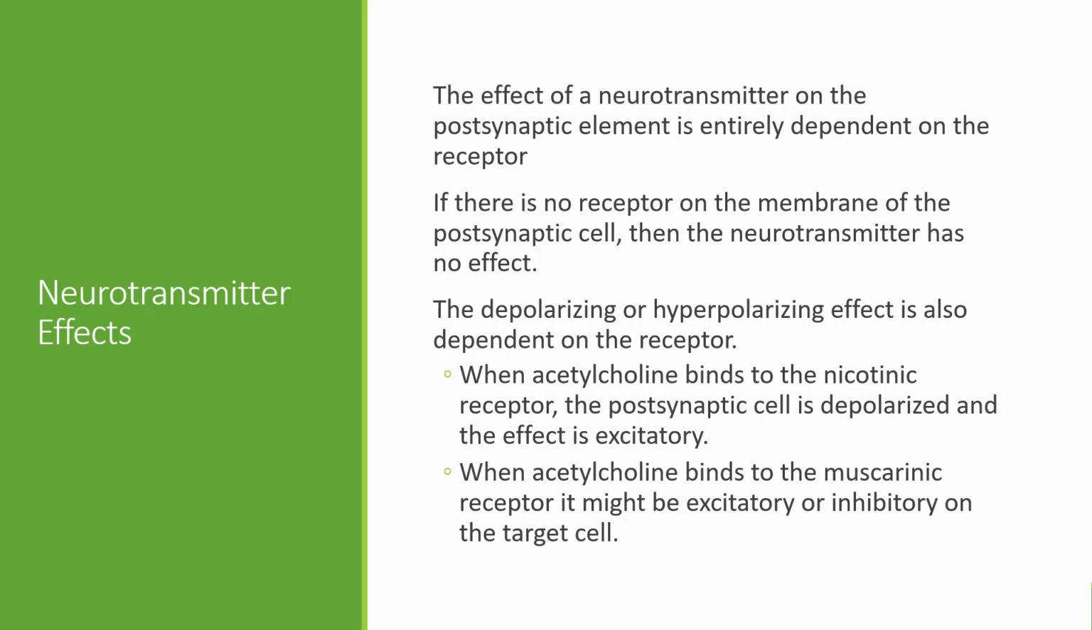Okay, so the depolarizing or hyperpolarizing effect is also dependent on that receptor. So when acetylcholine, for example, binds to a nicotinic receptor, the postsynaptic cell becomes depolarized and the effect is excitatory. When acetylcholine, the same molecule we're talking about here, binds to a muscarinic receptor on that postsynaptic cell, it could be either excitatory or inhibitory. So it depends on the type of neurotransmitter, but mostly it depends on the receptor. So the effect that you have on the postsynaptic cell is dependent upon the type of receptor.